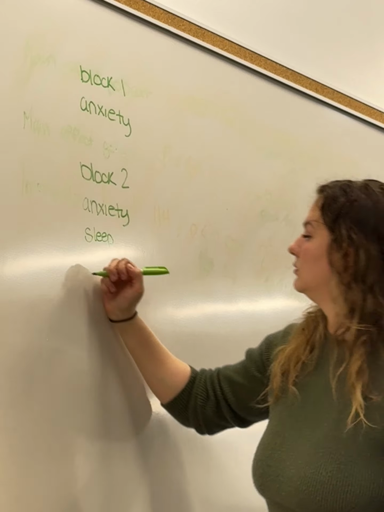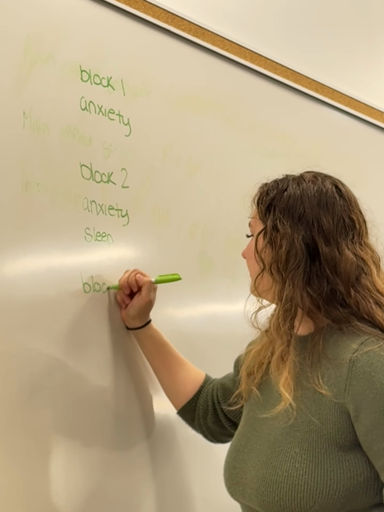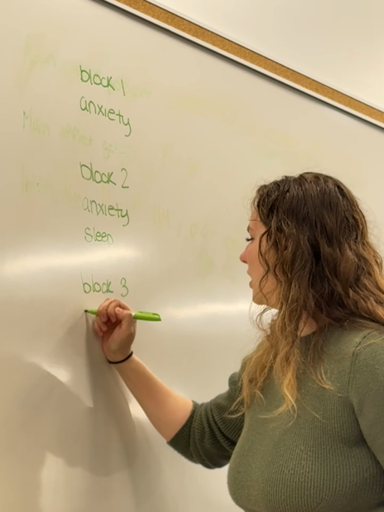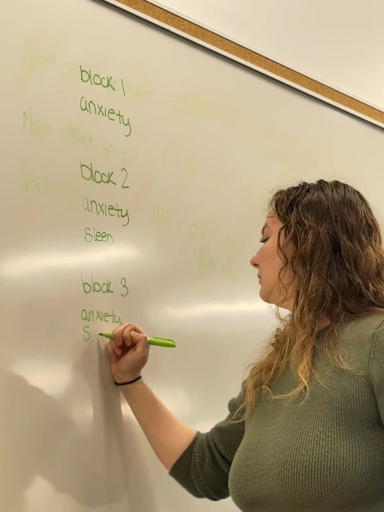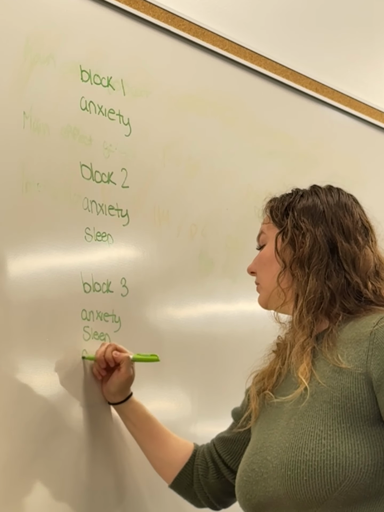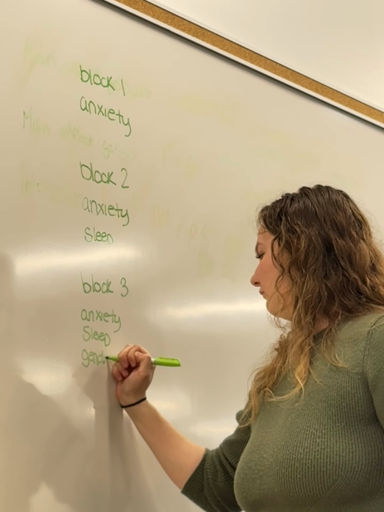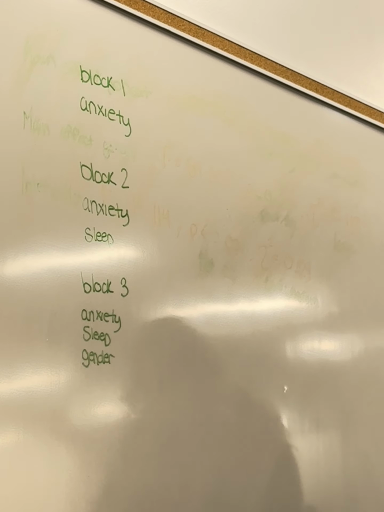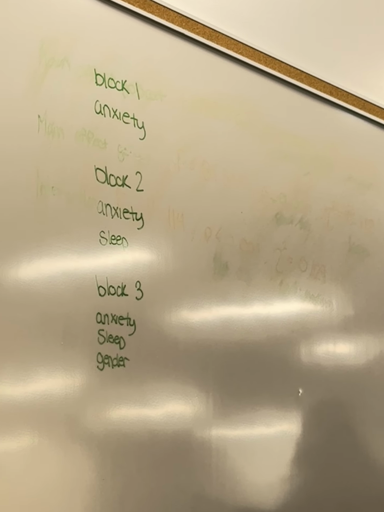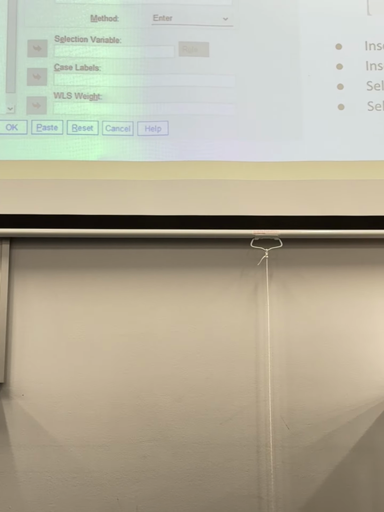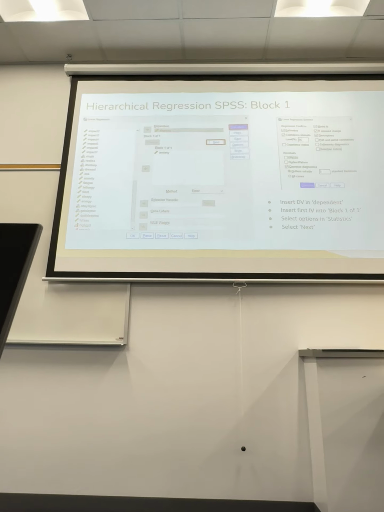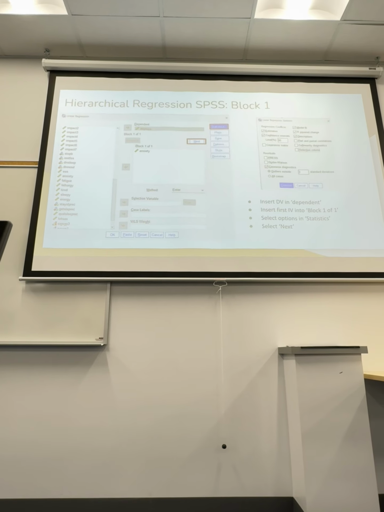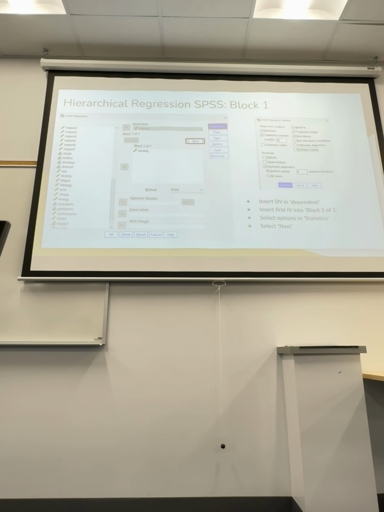And then block 3, the only one we're missing is gender. We want to look at anxiety, sleep, and gender. So you have 3 variables in your final model. What that means for this portion is that you need 3 blocks. 1 block with just anxiety, 1 with anxiety and sleep, and 1 with anxiety, sleep, and gender.